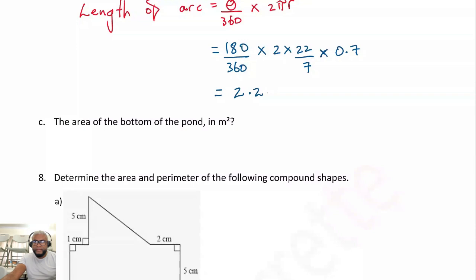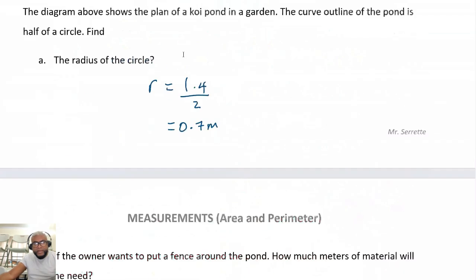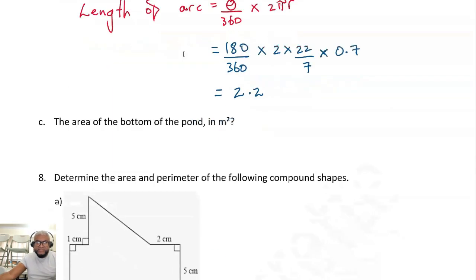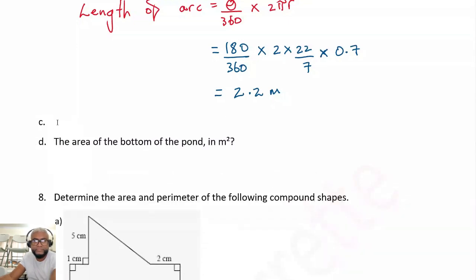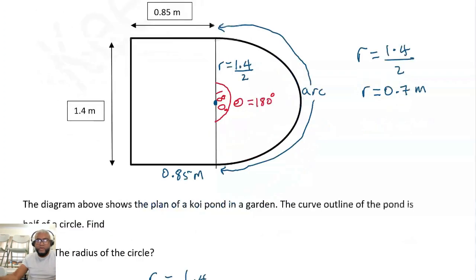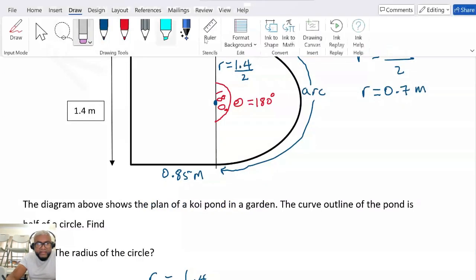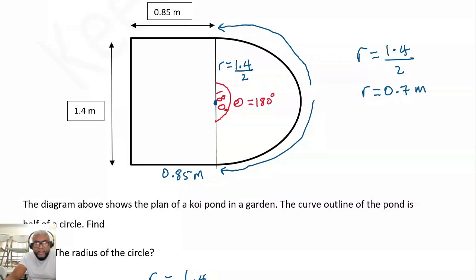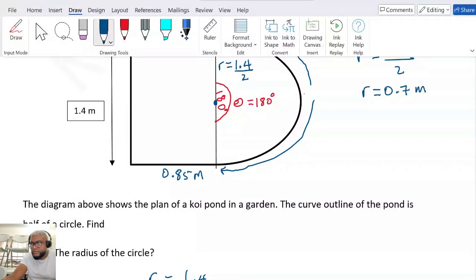So this is 2.2 what? Meters? Yes, meters. So I'm going up and writing now because the question isn't done. All I did there was just find the length of the arc. All right, so let me go back up and move this word arc.